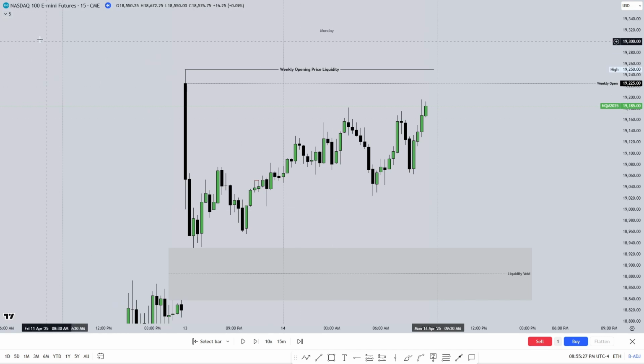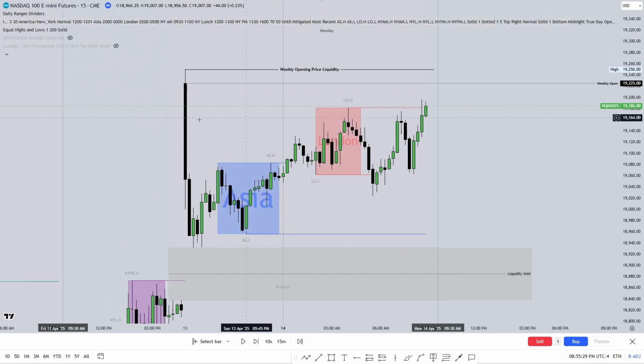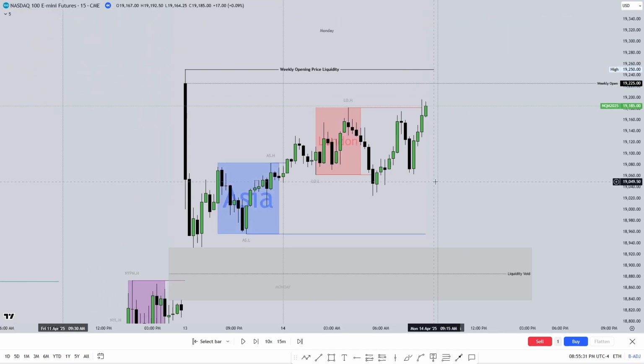So if we take a look at our session liquidity, highs and lows created during Asia and London. This is Asia low right here. Asia low, where is this resting? Right above this liquidity void. So that acts as like rocket fuel for price to want to draw down towards this level because we have session liquidity resting above this liquidity void.